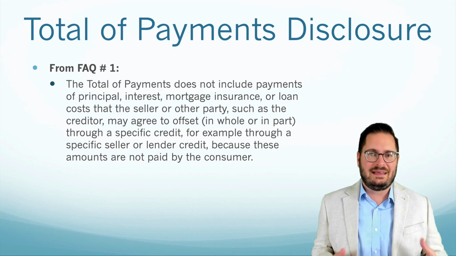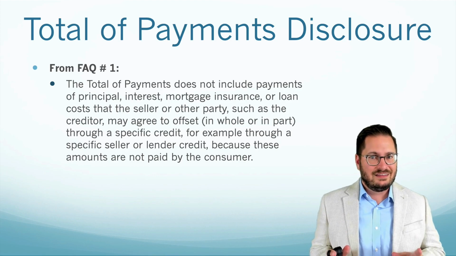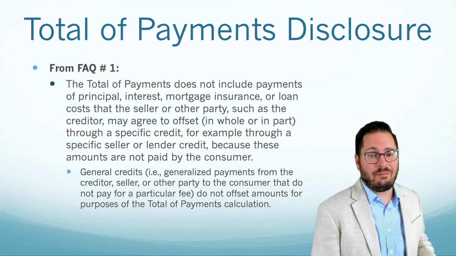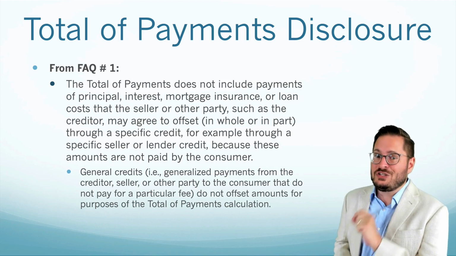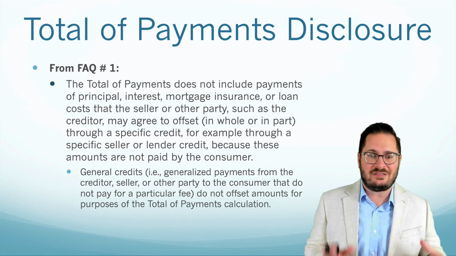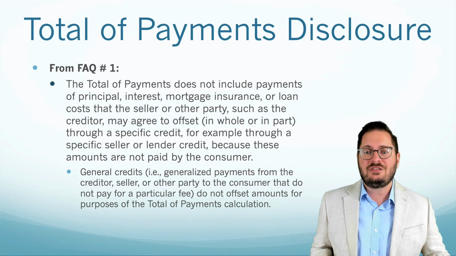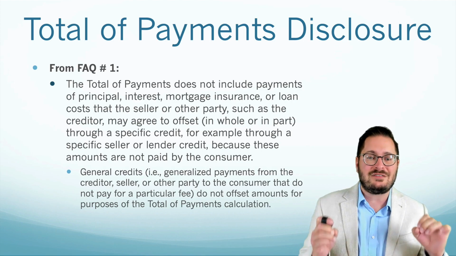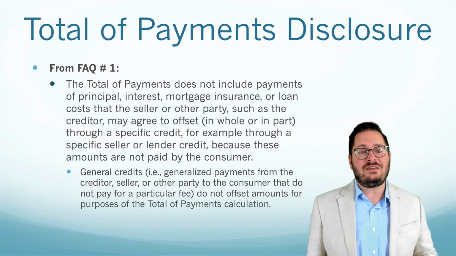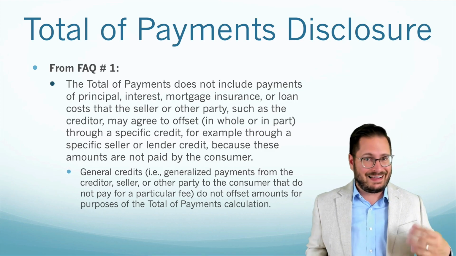So it makes sense. Now, it's a bit tricky here because the lender credits that are specific lender credits are not included in the total of payments. However, general credits that are generalized payments from the creditor, the seller, or other party to the consumer that do not pay for a particular fee do not offset amounts for purposes of the total of payments calculation.